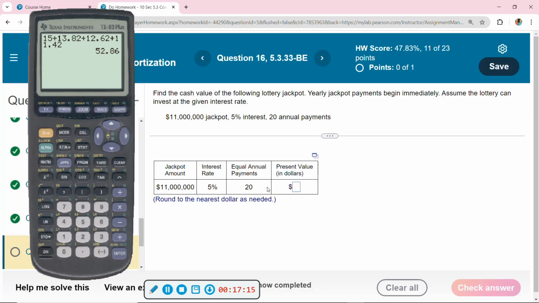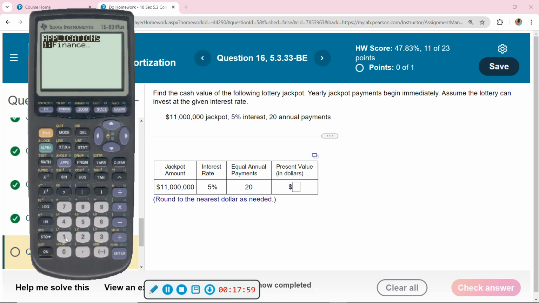Oh, now this is a really interesting problem. Find the cash value of the following lottery jackpot. Yearly jackpot payments begin immediately. Okay, this is one of those times that when you're using the TVM calculator, you're going to have to put it on beginning, not end of the period. Assume the lottery can invest at the given interest rate. So this person won an $11 million jackpot. But instead of getting the 20 annual payments, what would the cash equivalent be? That's what it's asking. So let's open up our apps.